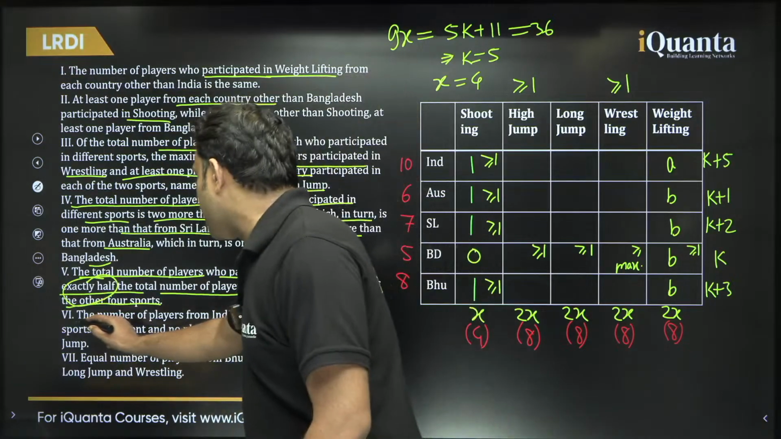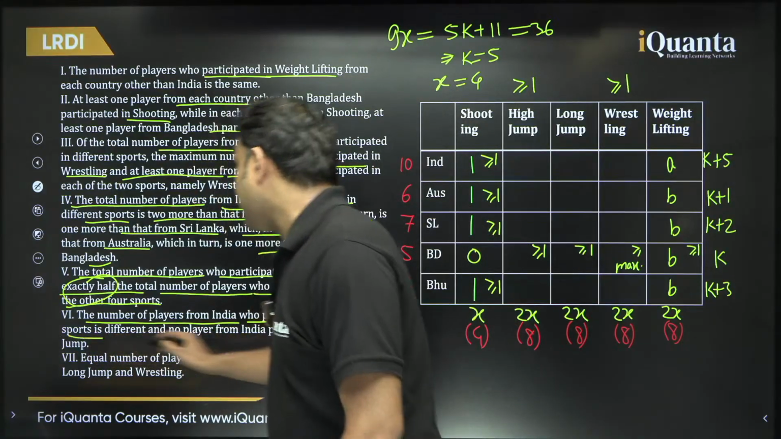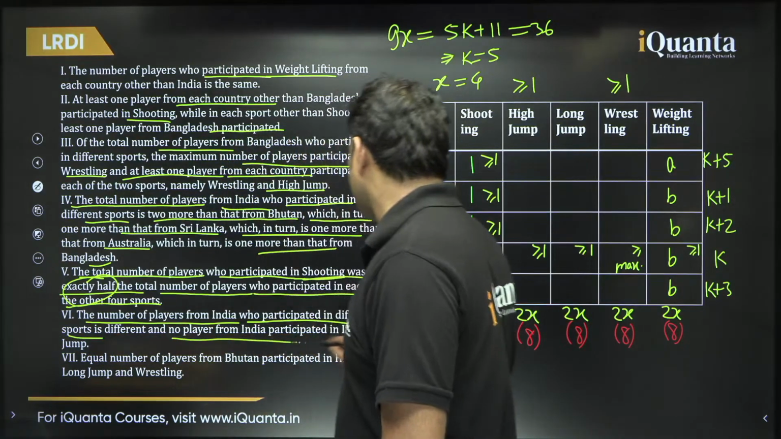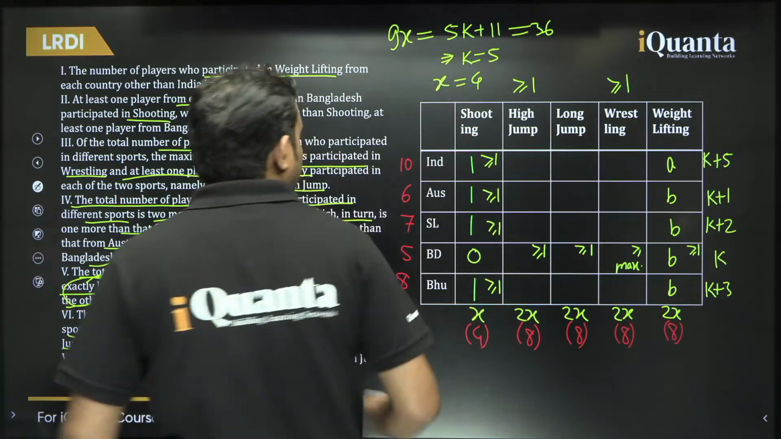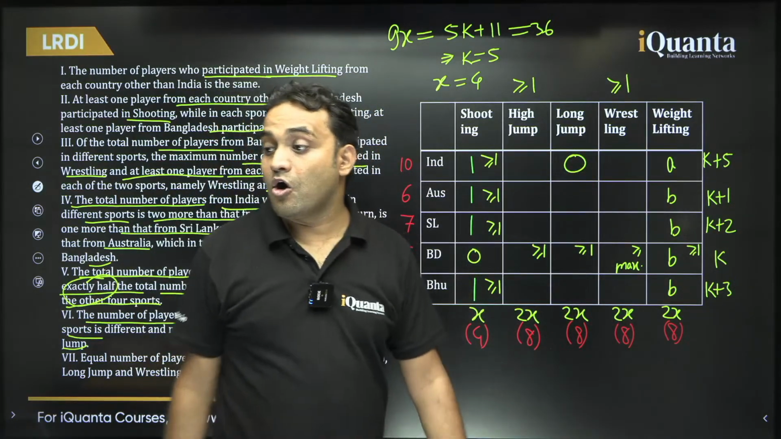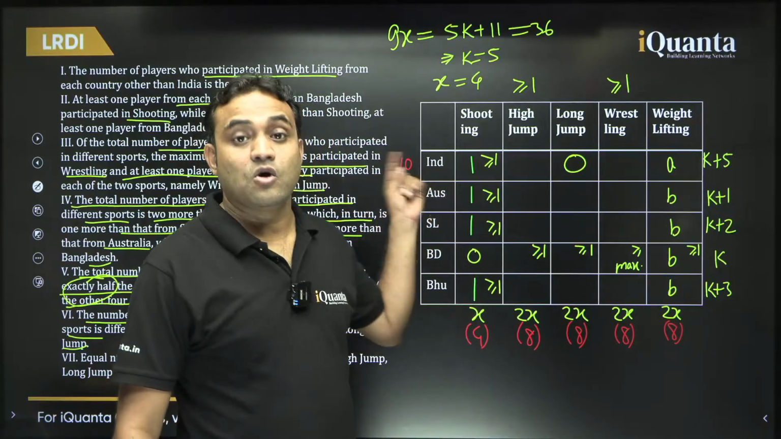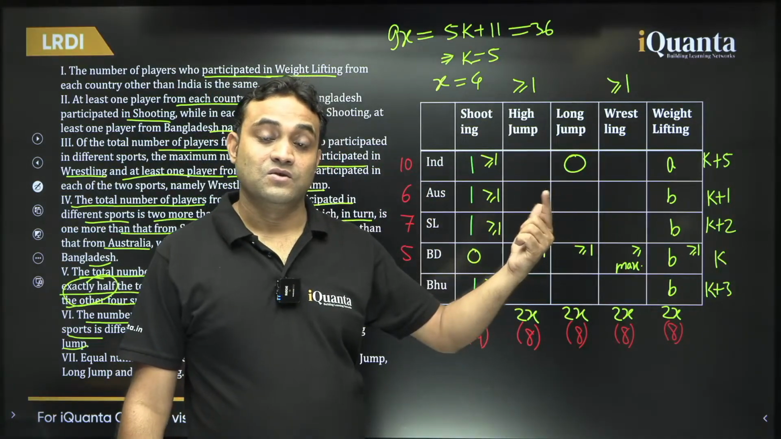The number of players from India who participated in different sports is different, and no player from India participated in long jump. This is 0. And all the 4 values are distinct. Sum is 10. What could be those values?